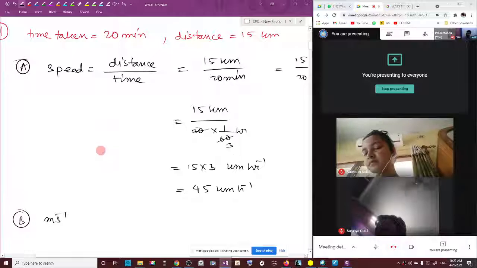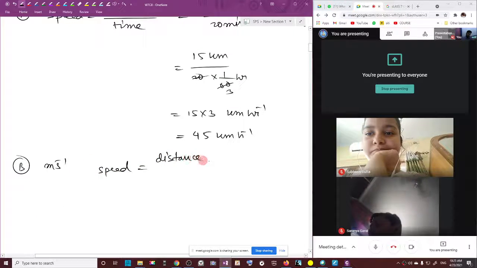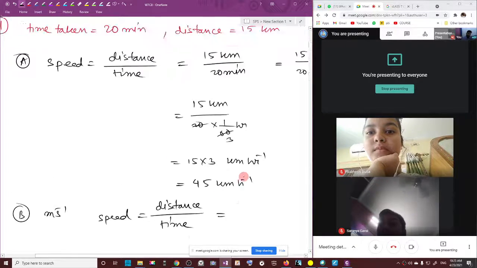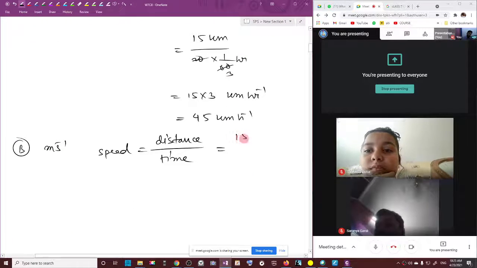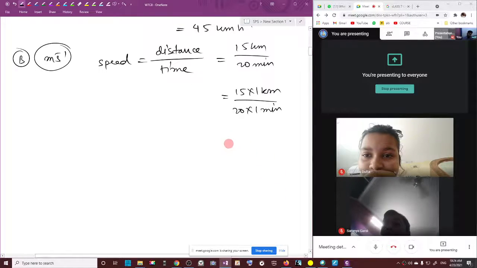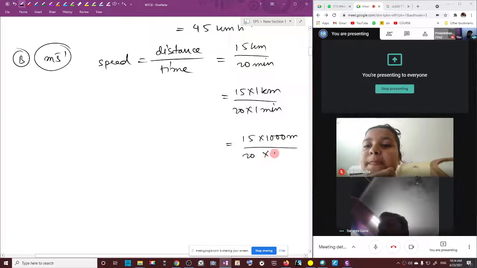Again we know speed equals distance by time. The distance is 15 kilometer and the time is 20 minutes. We need to find it in meter per second. So 15 kilometer means 15 into 1 kilometer, and 20 minutes means 20 into 1 minute. Now 1 kilometer is 1000 meter, and 1 minute is 60 seconds.